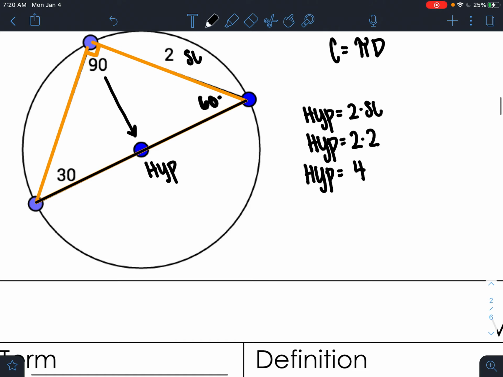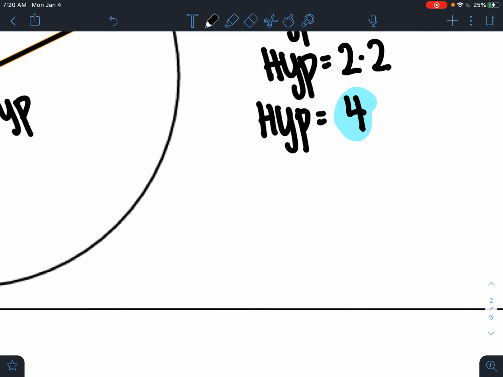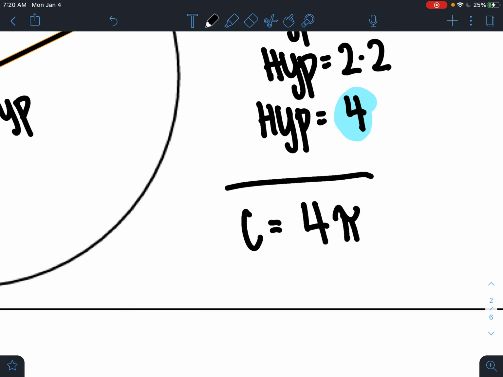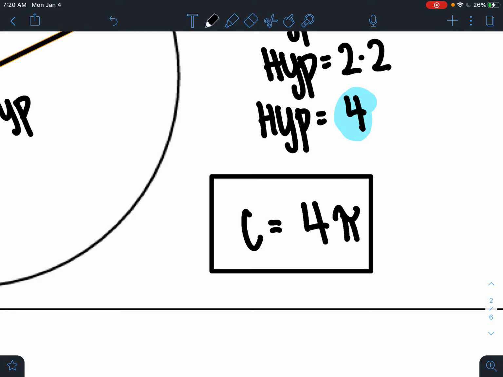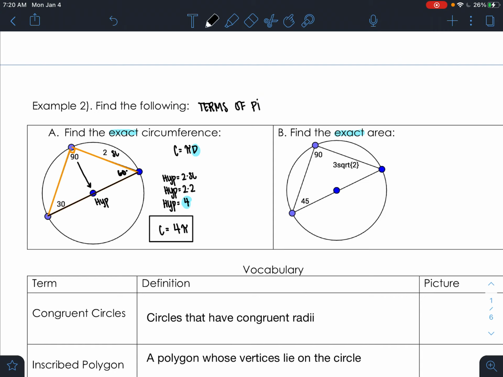Now, just really quickly, I'm going to take this 4 and plug it in for my d here. And remember, I'm going to keep this in terms of pi. So then my circumference is equal to 4 pi, and that's my final answer. All right, let's try the next one.